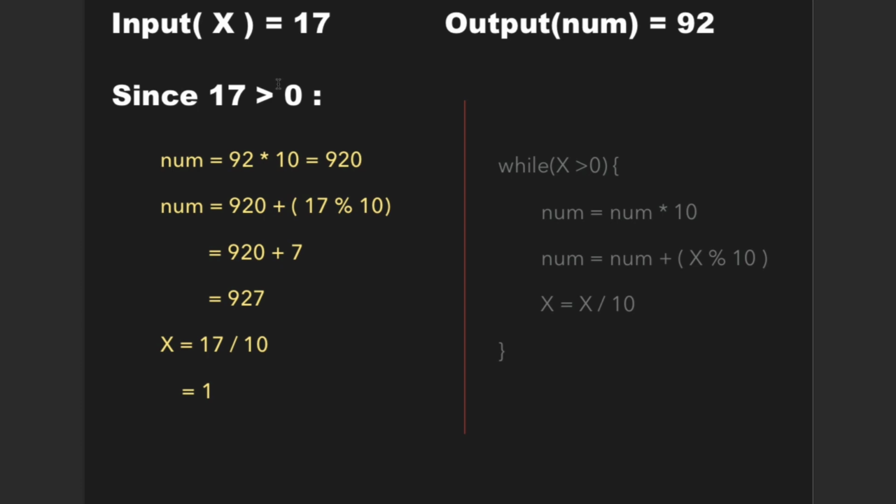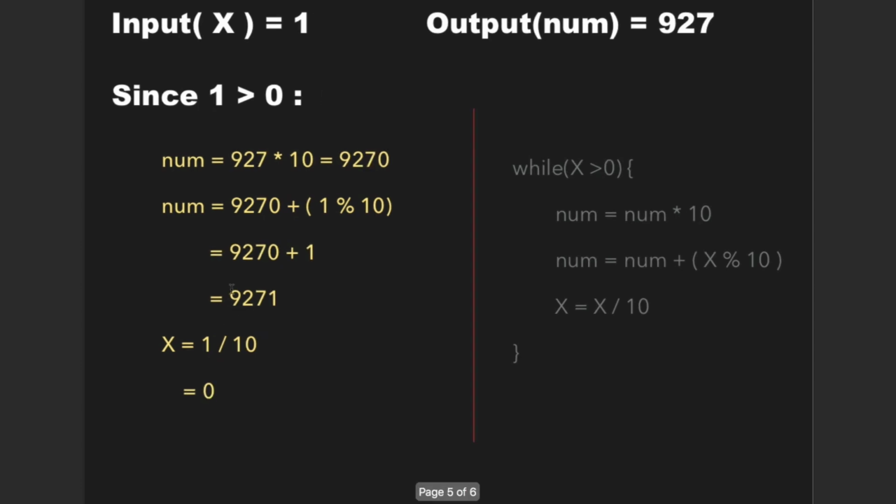Since x is still greater than 0, we move further and perform the similar operations, by which we get new values of num as 927 and x as 1. So 1 is still greater than 0. Therefore, we perform the similar operations, which give the final values of num as 9271 and x as 0. So here we can see that 9271 is the reverse of 1729, which was the original value of x.